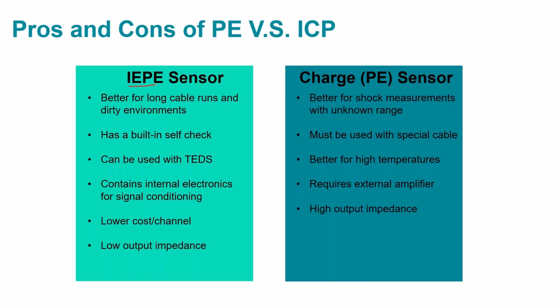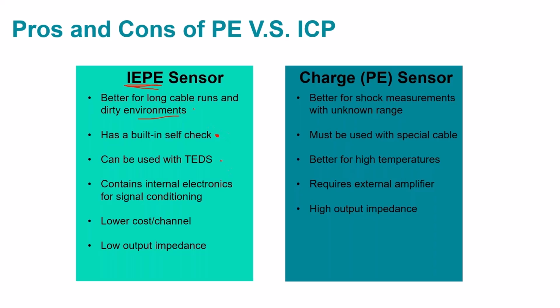The IEPE, that's the integrated electronics. These are good for if you have really long cable runs. Obviously, we saw what could happen if you had long cable runs and there's a lot of noise. So this is good for long cable runs in dirty environments because these connections don't need to be as secure. This has a built-in self-check inside because it's got that internal electronics. So there's a bias voltage that it'll check for to make sure that the accelerometer is working.